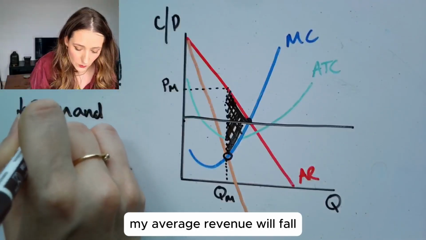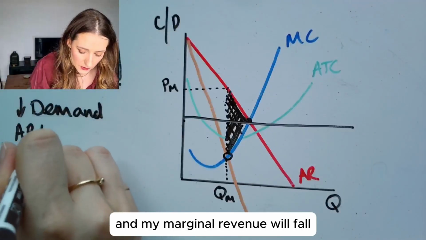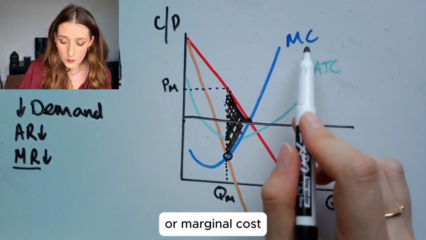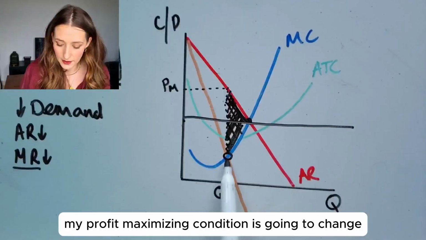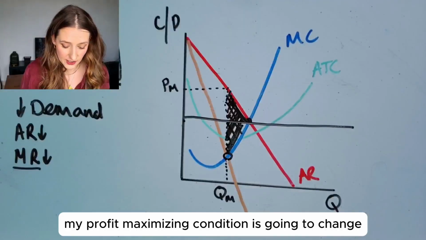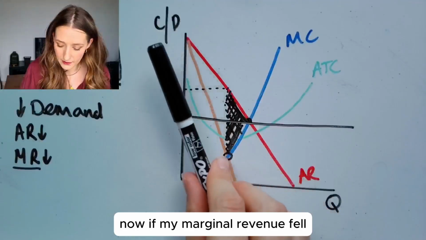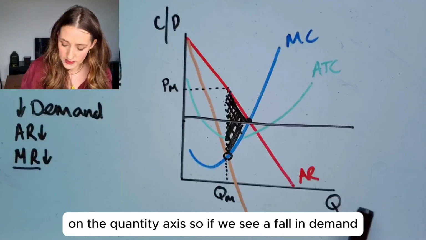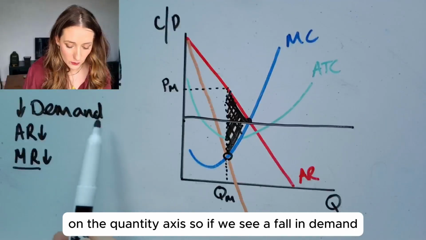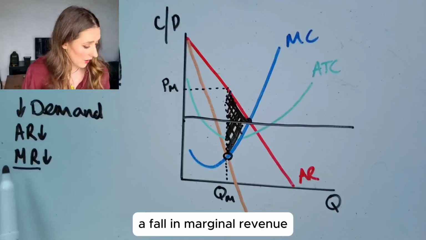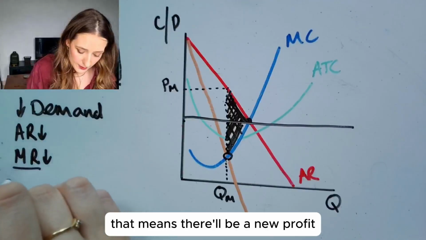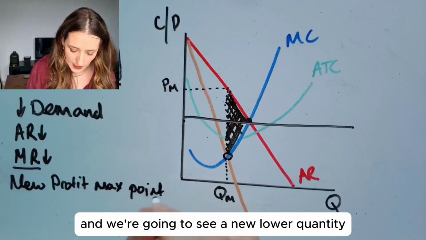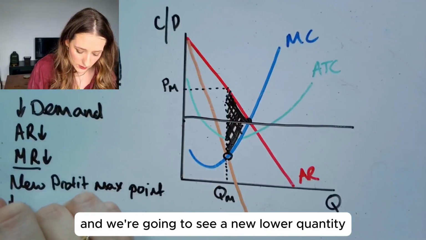So, if we're expecting there to be a fall in demand, then we know that for the firm, my average revenue will fall and my marginal revenue will fall. If anything happens to marginal revenue or marginal cost, my profit maximizing condition is going to change. Now, if my marginal revenue fell, it would intersect MC at a lower point on the quantity axes. So if we see a fall in demand, there'll be a fall in average revenue, a fall in marginal revenue. That means there'll be a new profit maximizing condition and point, and we're going to see a new lower quantity.